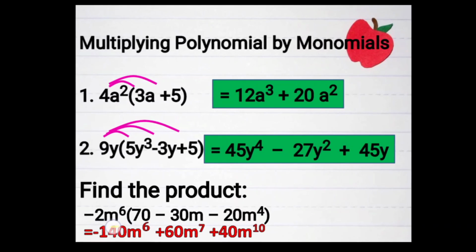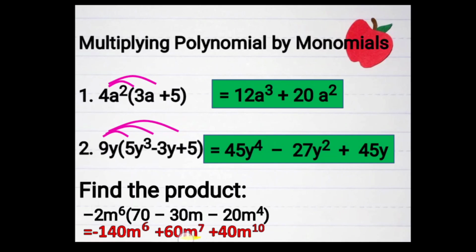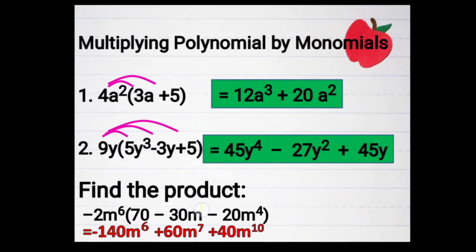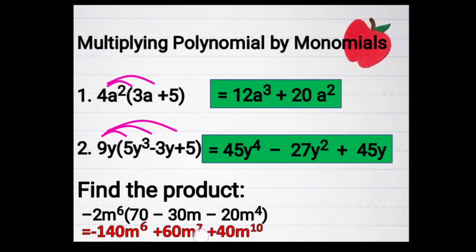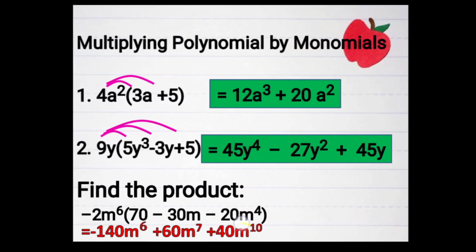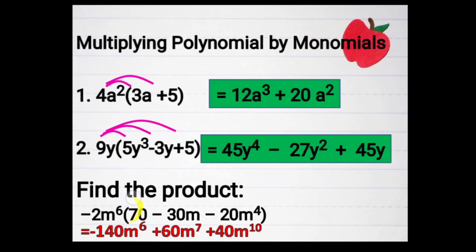Then m to the sixth times m. So copy m, add the exponents. 6 plus 1 is 7. Next, negative 2 times negative 20 is positive 40. Then copy the base m. So we have here m, then 6 plus 4 is 10.